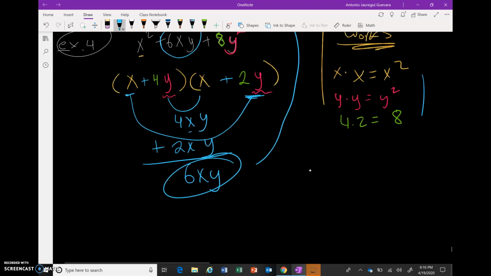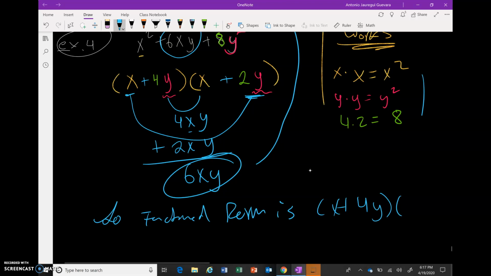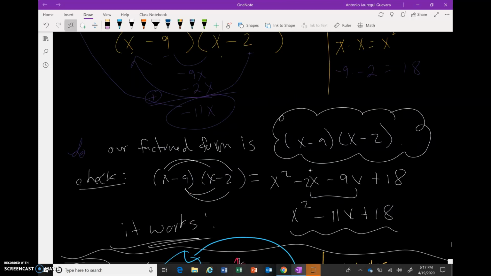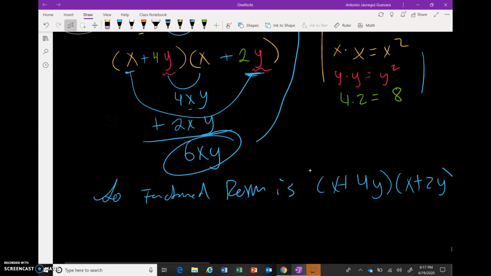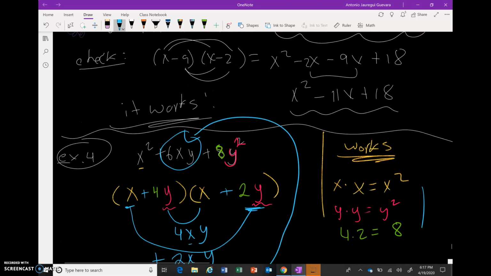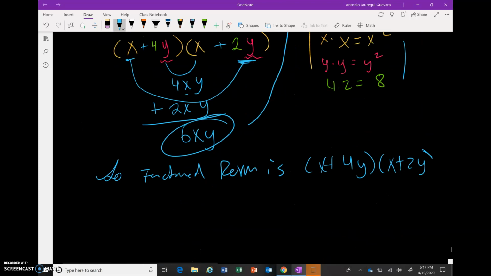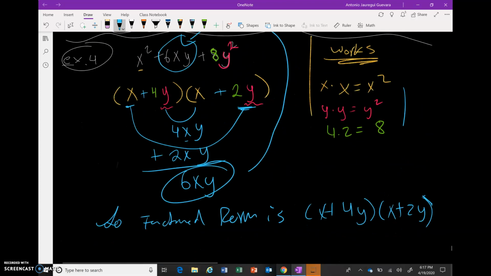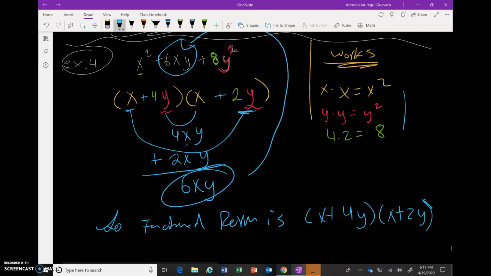So that works. Let me give you another example. So the factored form is x plus 4y times x plus 2y. Oh, sorry guys. So that is your factored form. That's example 4 right there.